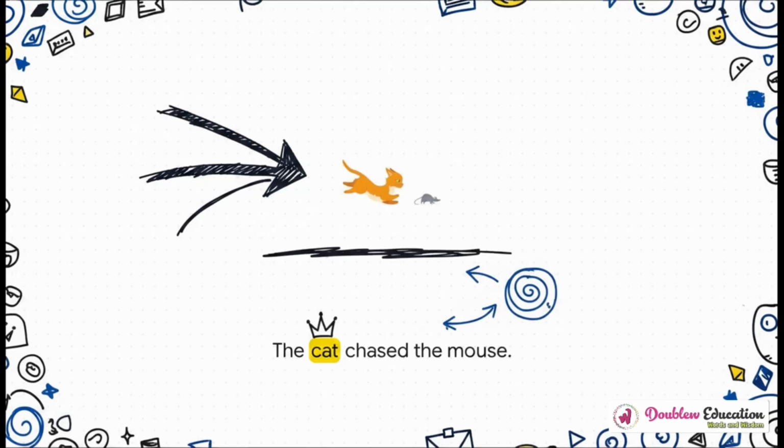Let's look at a super simple example you've probably heard a million times. The cat chased the mouse. It's crystal clear, isn't it? The cat is our hero, our subject. And what's it doing? It's chasing. The action is tied directly to the doer.